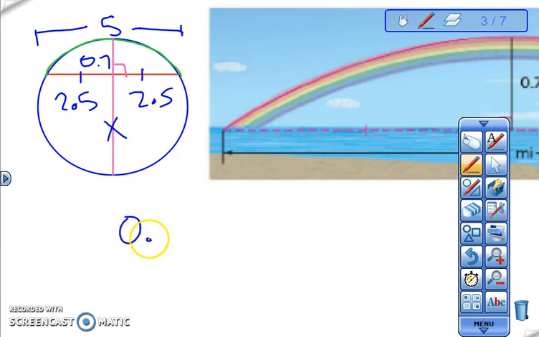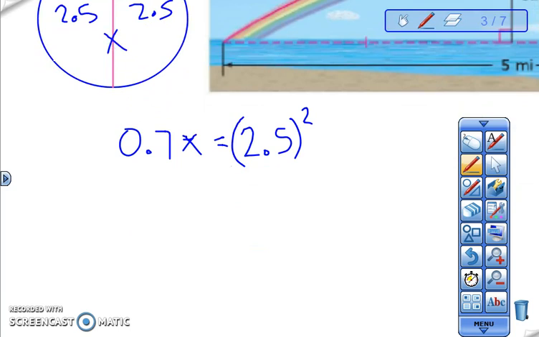So since the chords meet inside of the circle, multiplying the parts of one chord should give me the same thing as multiplying the parts of the other chord. So 0.7 times x equals 2.5 times 2.5, which is the same as 2.5 squared.